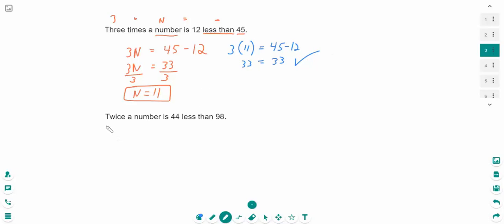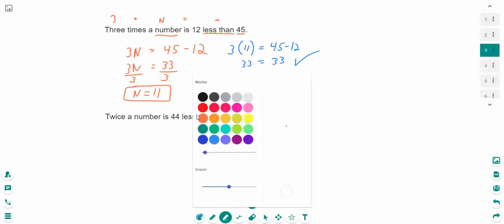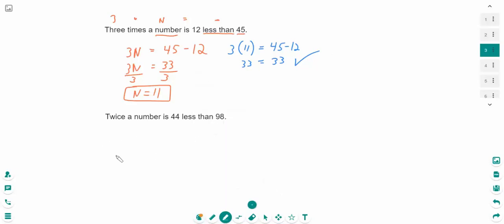Okay, let's try the next one here. Maybe, again, pause the video, and we'll do this one together in a second. Okay, so now here we have twice a number is 44 less than 98. This is basically the same thing as the first problem. So we have twice a number, so it's going to be 2 times something. In this case, it's a number, so we have 2 times n. We have our is, which will be equals. All right, so we have 2n equals.